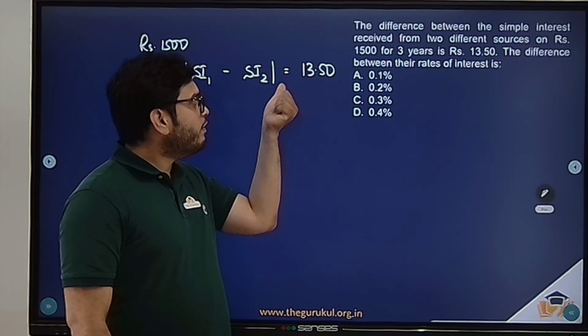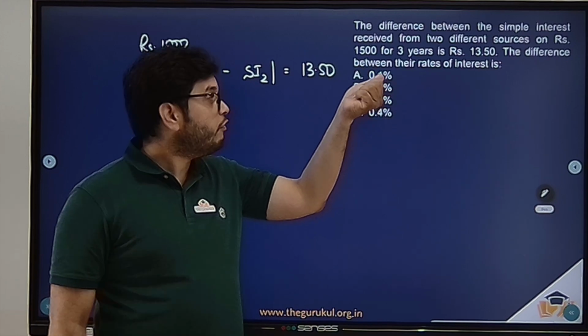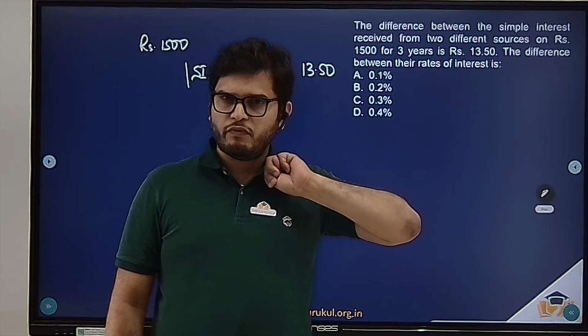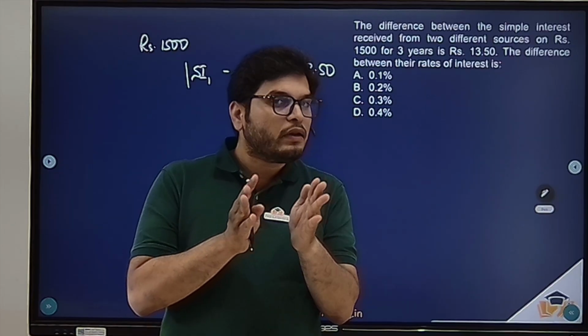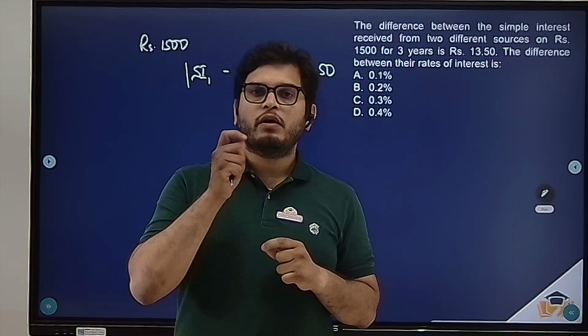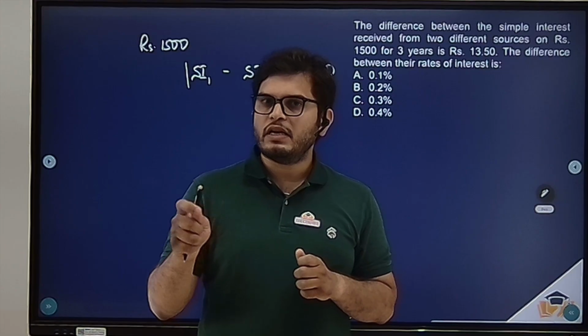Now, if there is a difference of 13 rupees 50 paise for a period of 3 years, we know that under simple interest, the simple interest will remain same for each year until and unless there is a change in rate of interest.